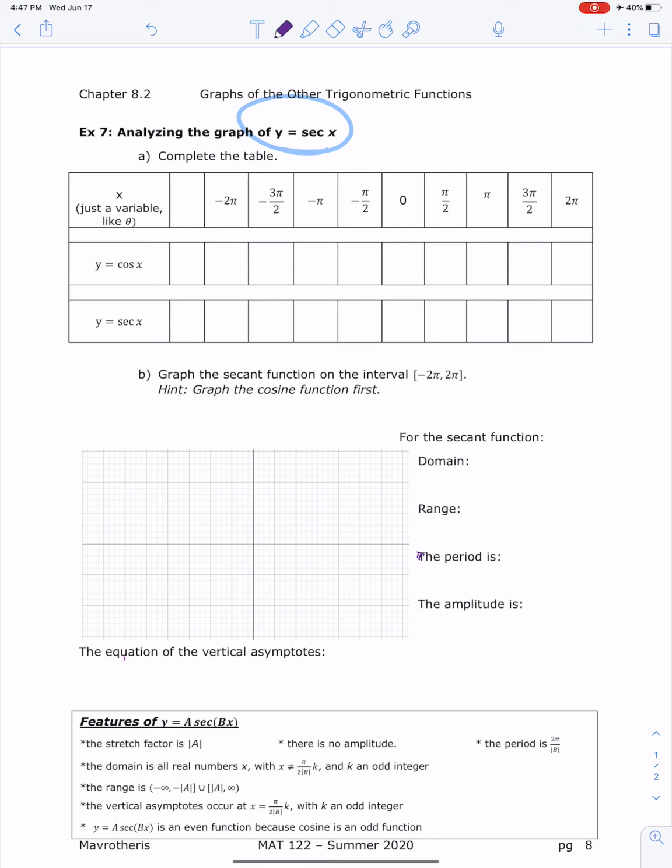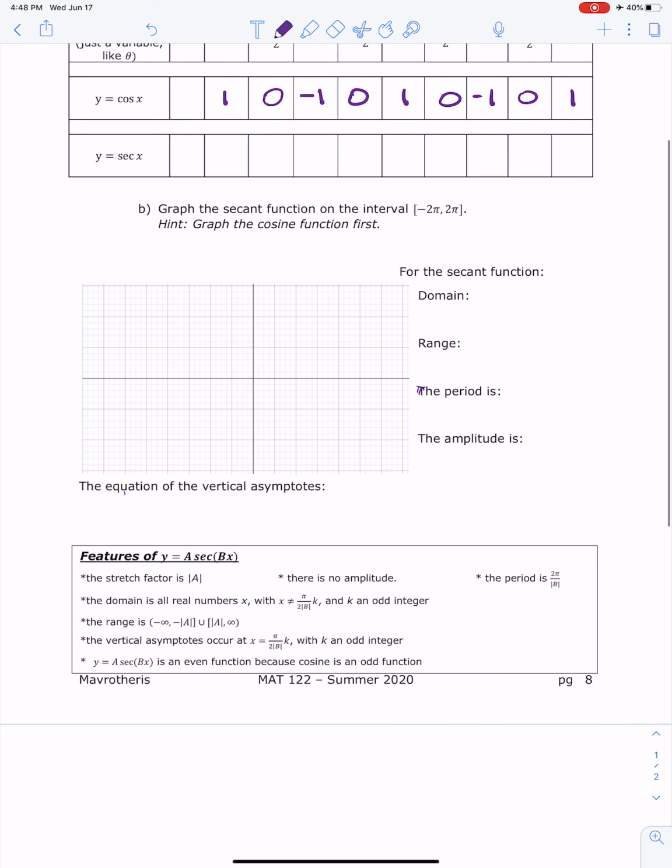At negative 2 pi, our cosine is 1. Negative 3 pi over 2, it is 0. At negative pi, it's negative 1. Negative pi over 2, it's 0. At 0, it's 1. At pi over 2, it's 0. At pi, it's negative 1. At 3 pi over 2, it is 0. And at 2 pi, we're back at 1.